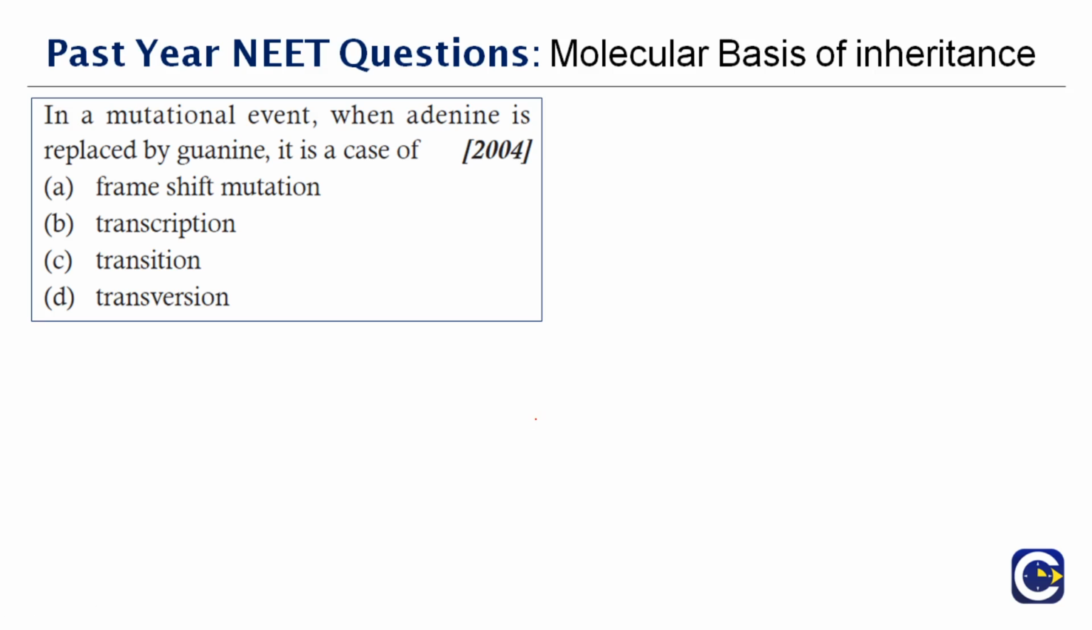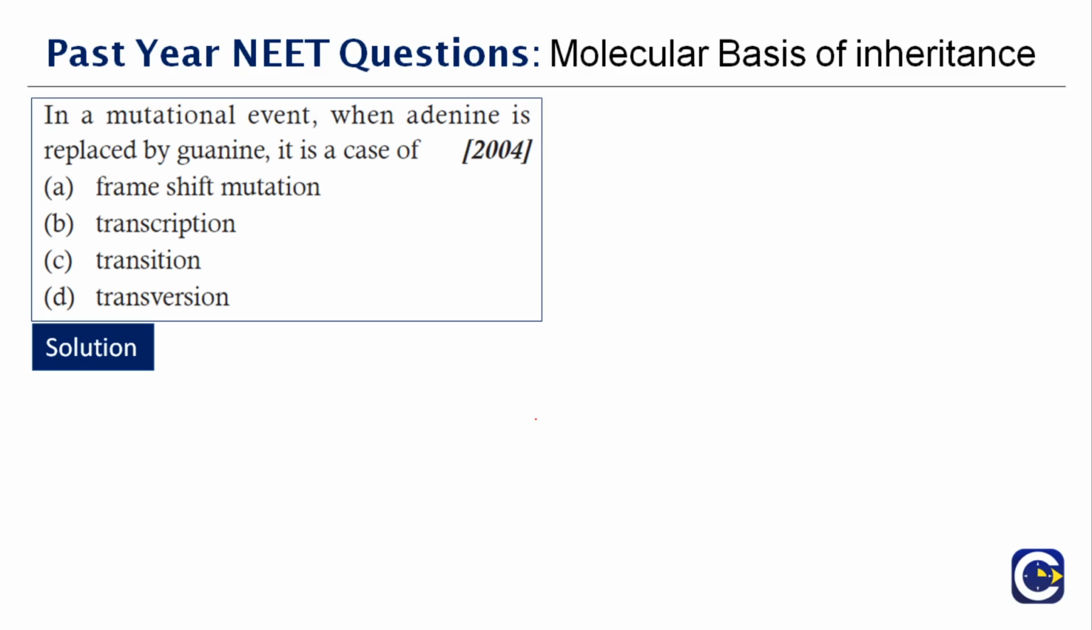In a mutational event when adenine is replaced by guanine, it is a case of dash. So what does adenine have to base pair with? In transition substitution, a purine is replaced with another purine base, adenine with guanine or vice versa. In a transversion substitution, a purine is replaced with a pyrimidine base or vice versa.